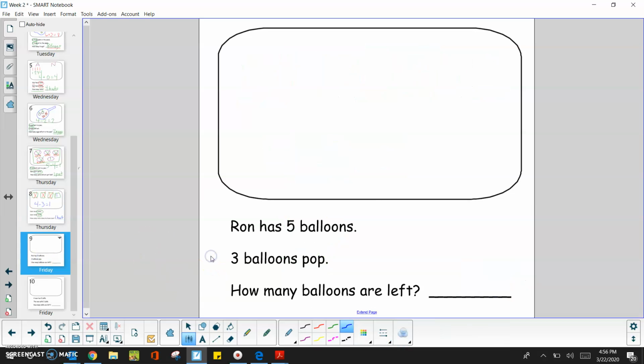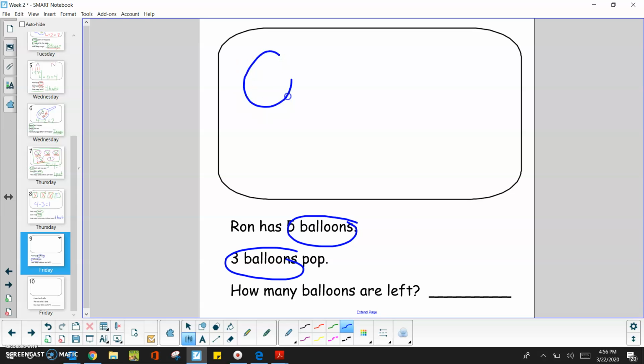Ron has 3 balloons. Oh, excuse me. Let's start again. Ron has 5 balloons. 3 balloons pop. How many balloons are left? So we're going to read it again and circle our important information. So we know that Ron has 5 balloons, and then we know that 3 of them pop. And we want to know how many balloons are left. So let's go ahead and start drawing.